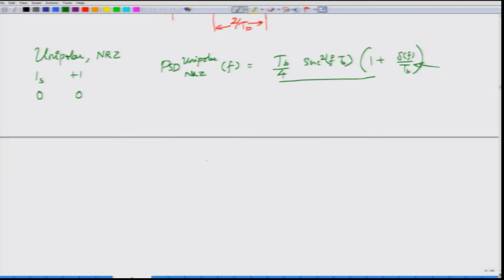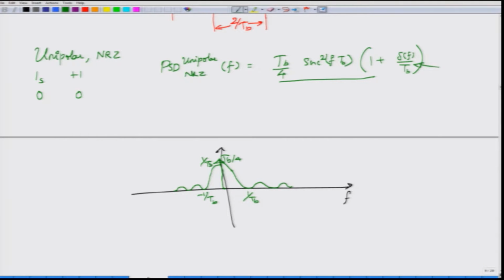So, if you were to sketch that, you would see the sketch go something like this. So, this is f and you are looking at the PSDs. You have an amplitude of TB/4, which goes to 0 at 1/TB, and then similarly a symmetric one at -1/TB, and so on. In addition to this, there is a delta function. The amplitude of the delta function is given by 1/TB. So, this is a delta function that exists for the unipolar NRZ format.